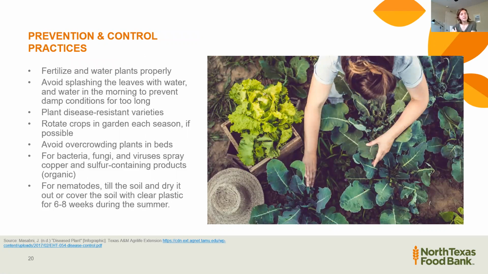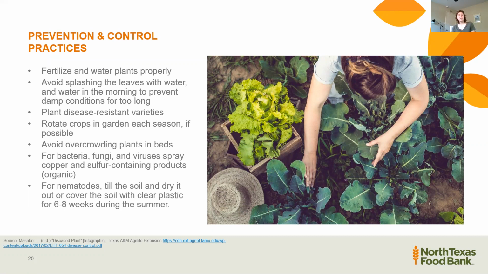Okay, prevention and control practices. A lot of these we've already talked about because it helps with pest management, it's involved with IPM, it's just involved with having a healthy garden. So again, fertilizing properly, watering properly, making sure that you're watering just the soil or the roots of the plant, not the foliage, if you can do that. There are disease-resistant varieties for some plants, and again, crop rotation. We've talked about that as well.